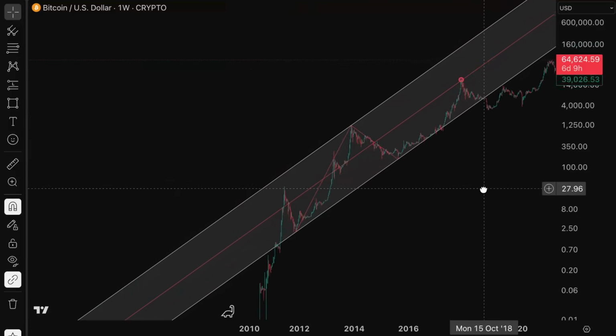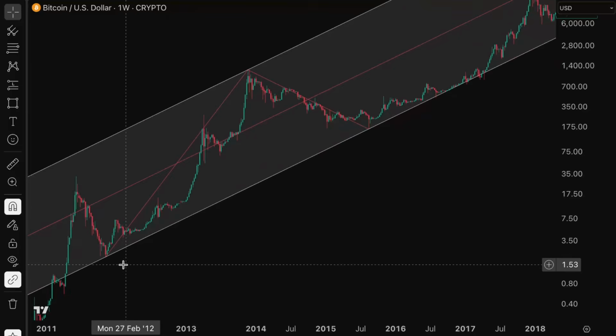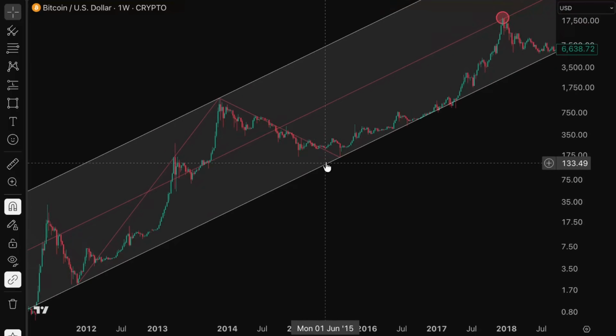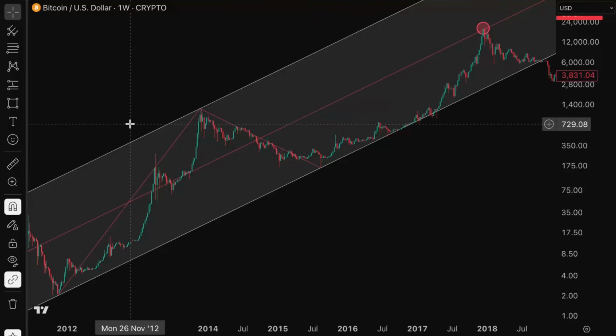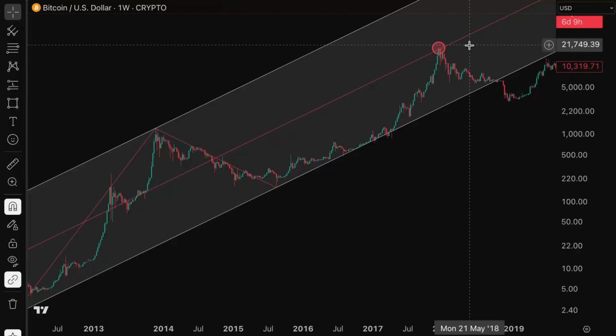So the way you draw the pitchfork is fairly easy. You just pick the macro bottom, then the macro top, and then the macro bottom again. And it creates for you this channel with the red line in the middle. And here it was the exact top in 2017.